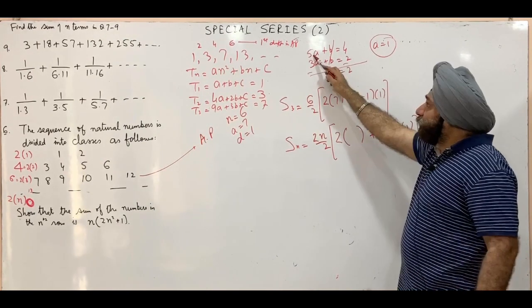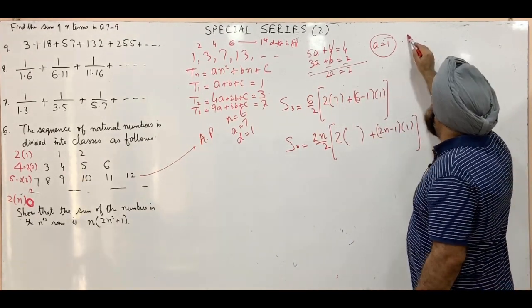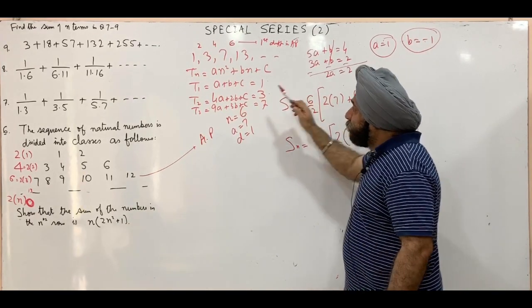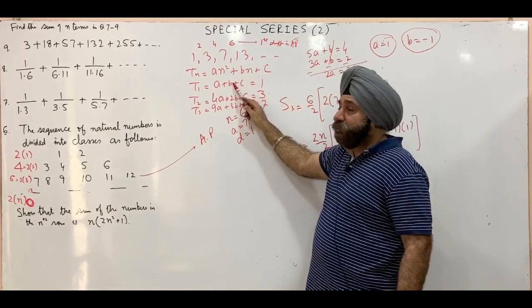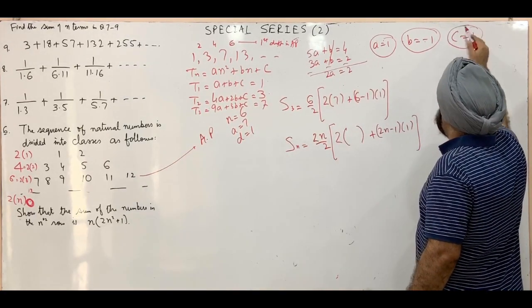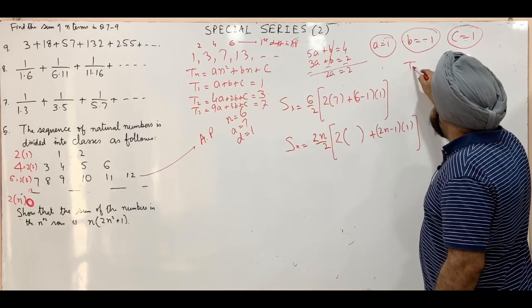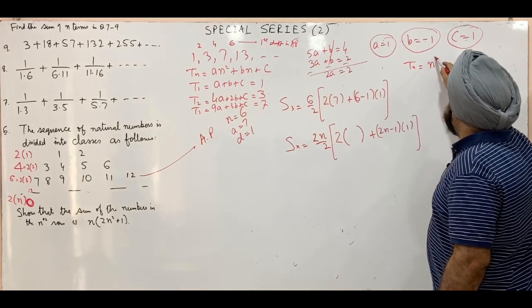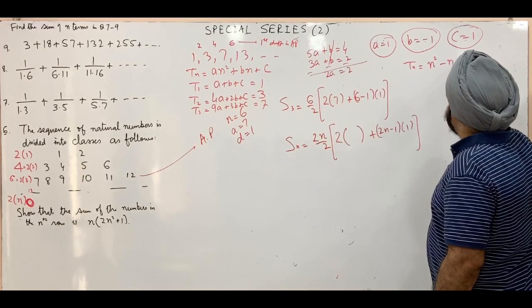Put a equal to 1 here and b is minus 1. So that means a + b is 0. Put a + b = 0 here, that gives us c equal to 1. So now we have the nth term as a into n², b into n, and plus c.